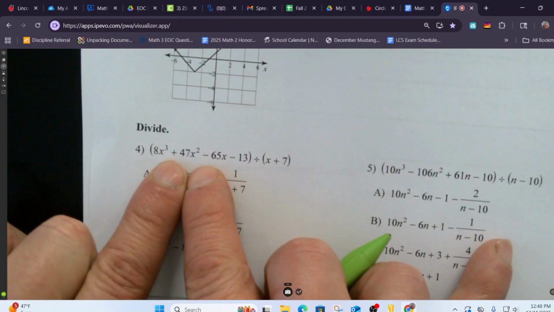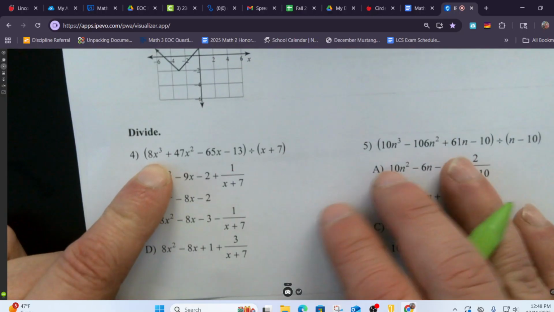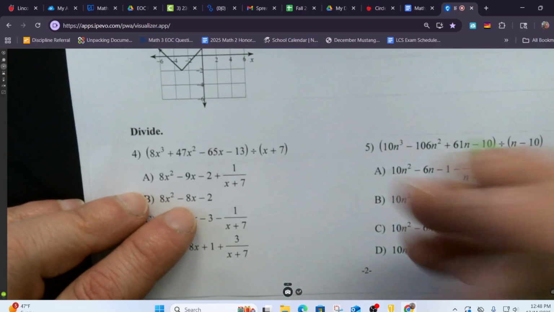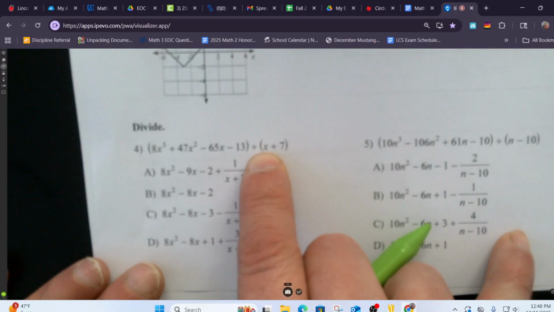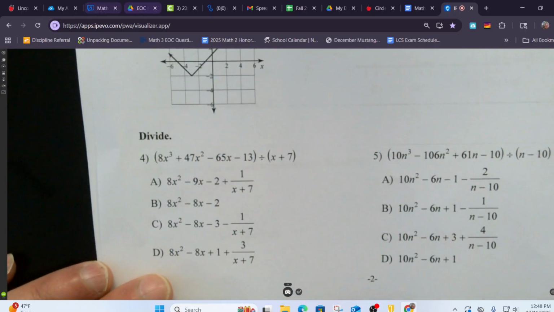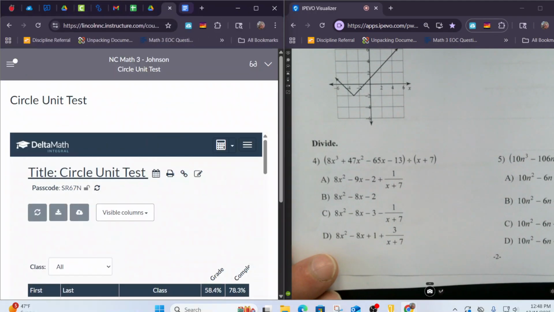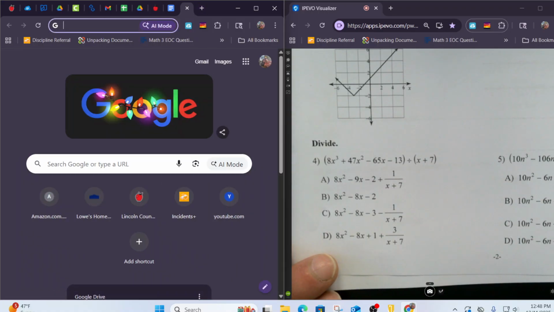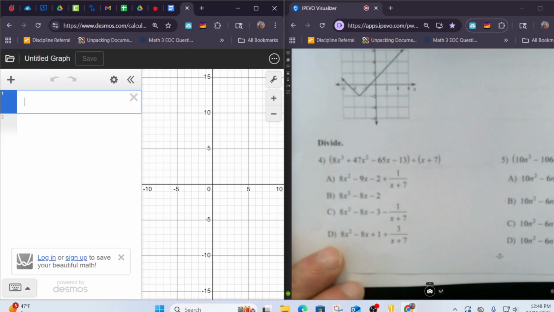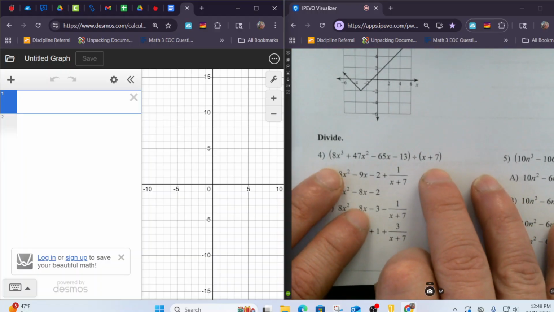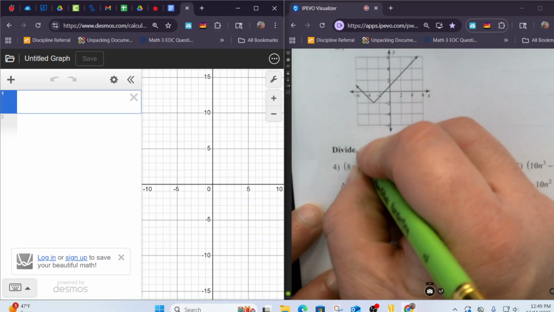Now, how many people remember how to divide polynomials? Anybody remember? There's two ways you could do it. You could do long division, or you could do synthetic division since it's one. Since most of us, including me, if I was taking Math 3 for the first time, don't remember how to do it, if you know what to look for in Desmos, then it's just putting it in.